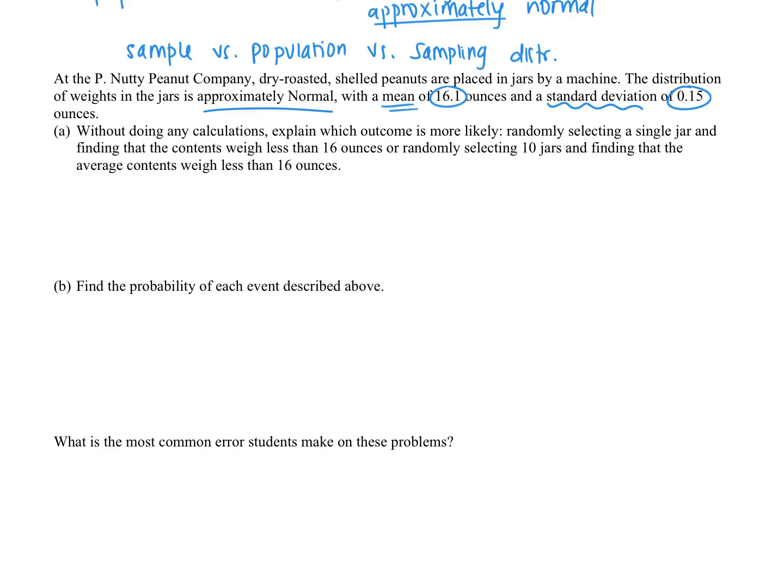Okay, so I like the way you explained that. For the average to be less than 16 ounces, we would have to consistently be pulling jars that are underweight. So which one is more likely? Single jar. Because averages are less variable, they have less spread, less variability than individual measurements.